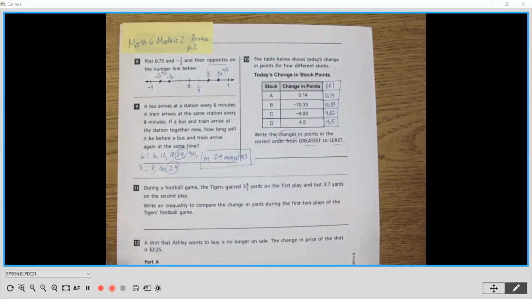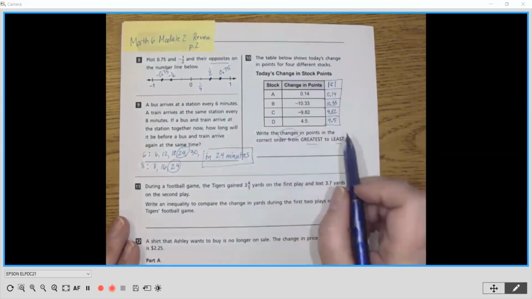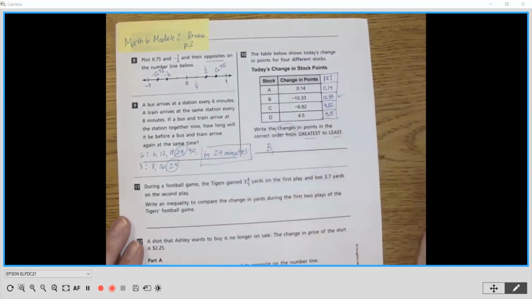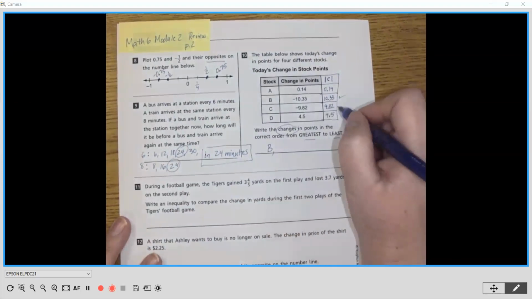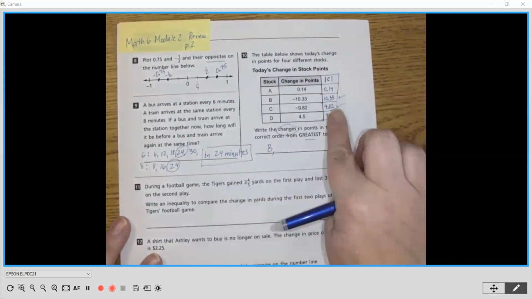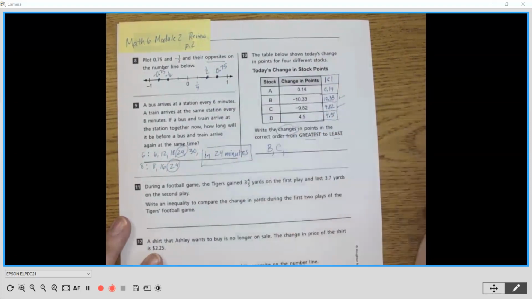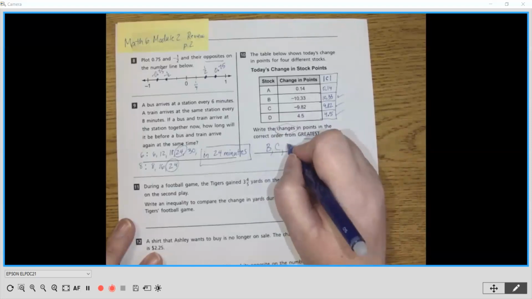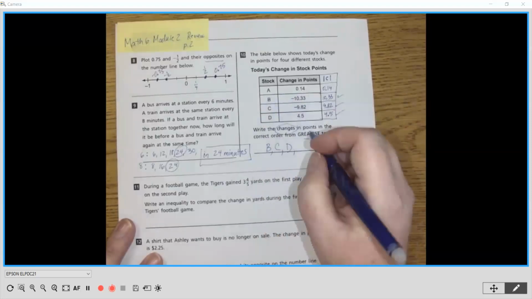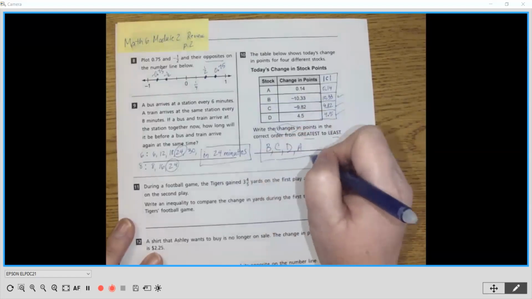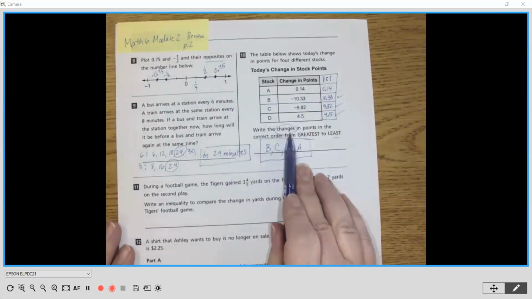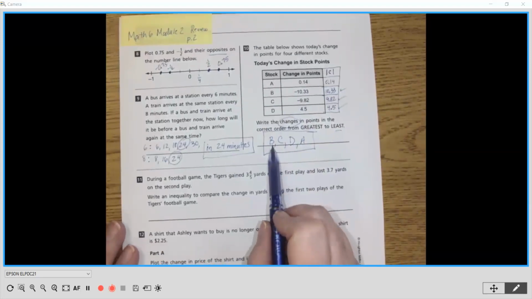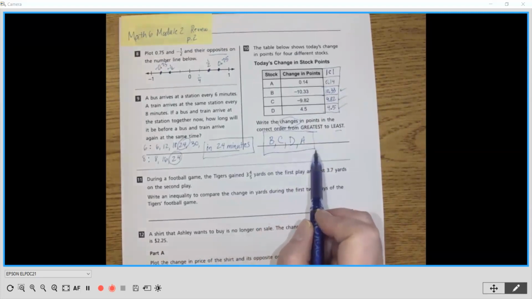So if I want to write the changes in order from greatest to least, the one that had the greatest change was stock B at $10.33. Okay, then the next largest number was $9.82, which is stock C. And then the next greatest change is $4.50, which is stock D. And the stock with the least amount of change was stock A. And again, it didn't ask for increase or decrease. It just said, write the changes from the greatest change to the least change. So this stock had the biggest change, stock B. Stock A had very little change.